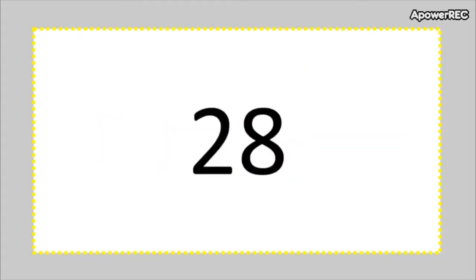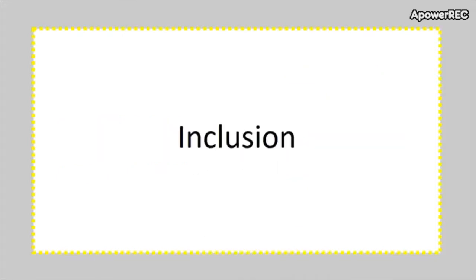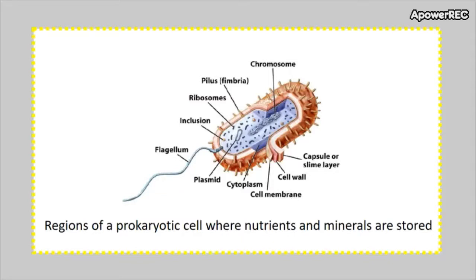Number 28, inclusion. An inclusion, sometimes referred to as an inclusion body, are regions of a prokaryotic cell where nutrients and minerals are stored. These inclusions are particular for a particular type of nutrient. So you might have an inclusion body for the storage of nitrogen, phosphorus, carbon, things like that.